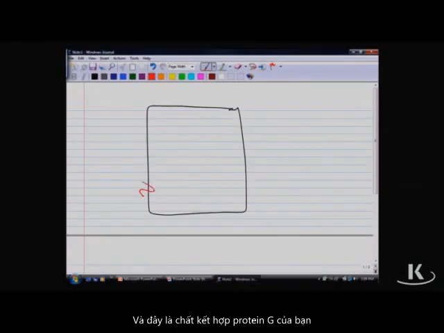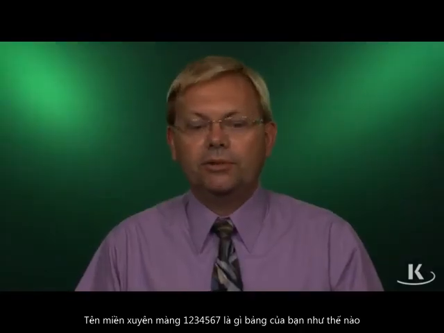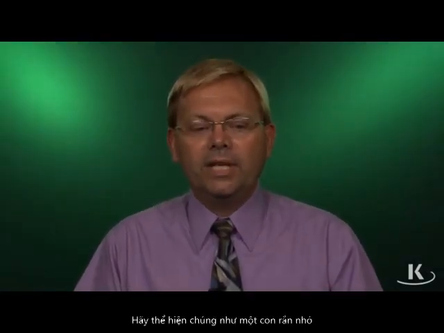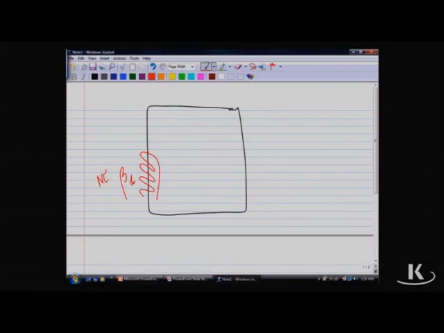And here's your G protein coupled receptor with 1, 2, 3, 4, 5, 6, 7 transmembrane domains. Remember how your boards like to show them as a little snake. And as a G protein coupled receptor that we call a beta-1 receptor, it's the one that responds to norepinephrine, therefore to the sympathetic autonomic nervous system. And if it's coupled to a Gs protein, then remember that Gs protein stimulates which enzyme?